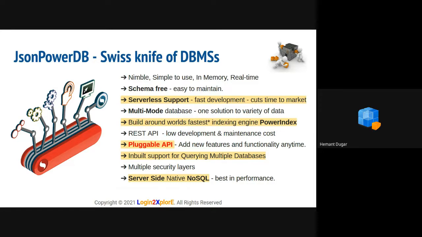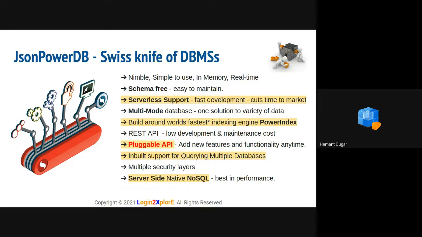It has a REST-based API, so low development and low maintenance cost. Now, for this session, we will be looking at pluggable API. Pluggable API is another unique feature of JSON PowerDB where you can add new APIs in the database itself.